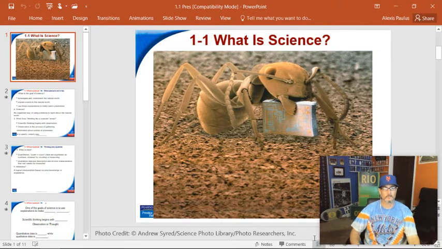The numbers will actually be shown to you in the PowerPoint, so if you want to get your paper ready, you can put a number 1 on the left.